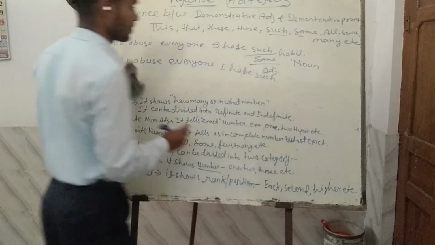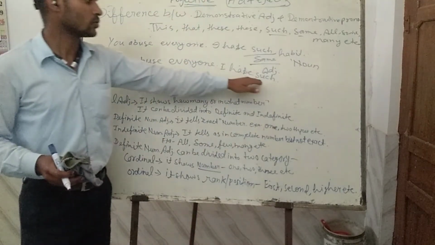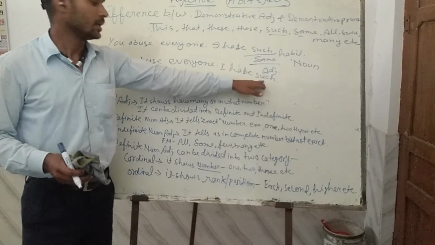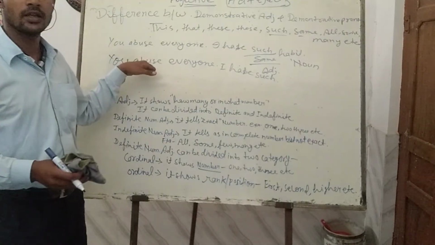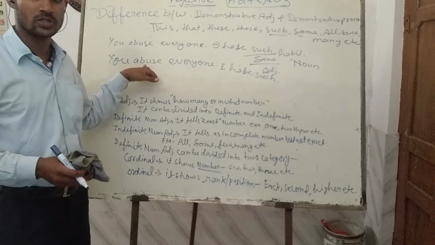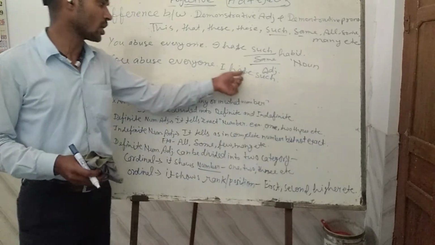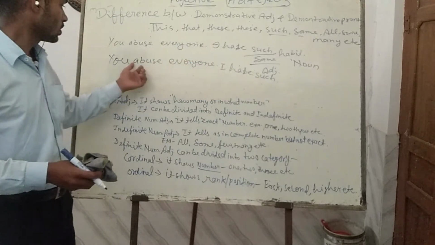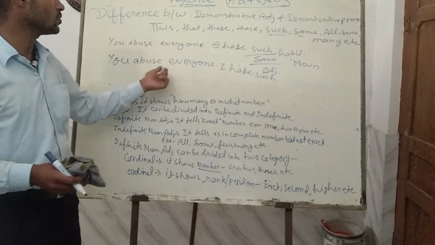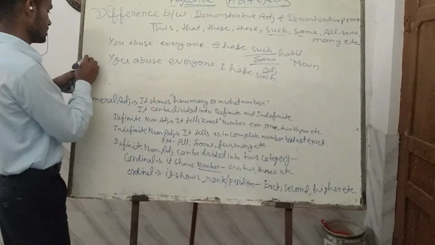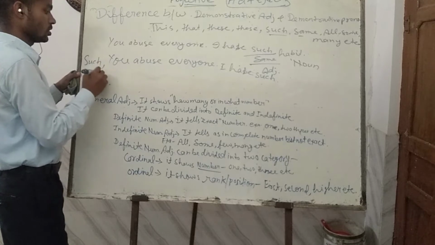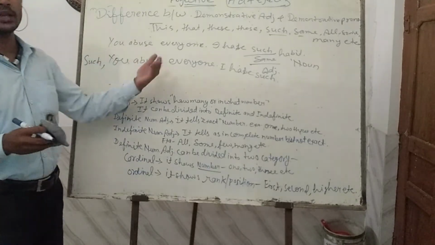such. Such is indirectly referring towards the action or verb abusing, to abuse someone. So it is here working as pronoun. Or such way, or such to abuse everyone. Directly you can say here such. You abuse everyone, I hate.